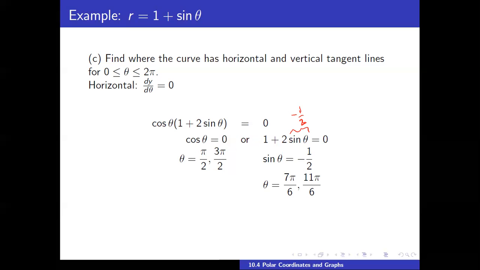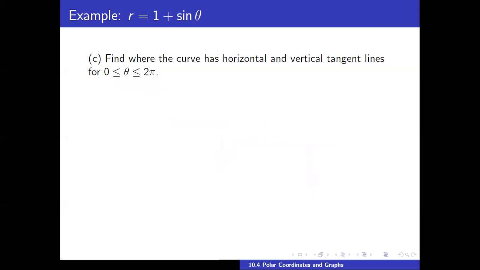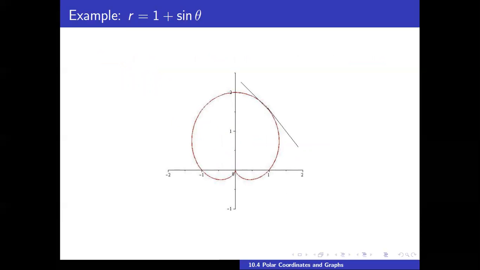By the way, let's take a peek at the graph for a minute again. Now, let's commit this to memory. Pi over 2, 3 pi over 2, 7 pi over 6, 11 pi over 6. Places where the tangent line potentially goes horizontal, yes? Let's see if we suspect that if that's true. What about pi over 2? Does it look like pi over 2 is where that happens? Right, pi over 2 is right here. Does it look like we have a horizontal tangent line there? Yeah, definitely does.